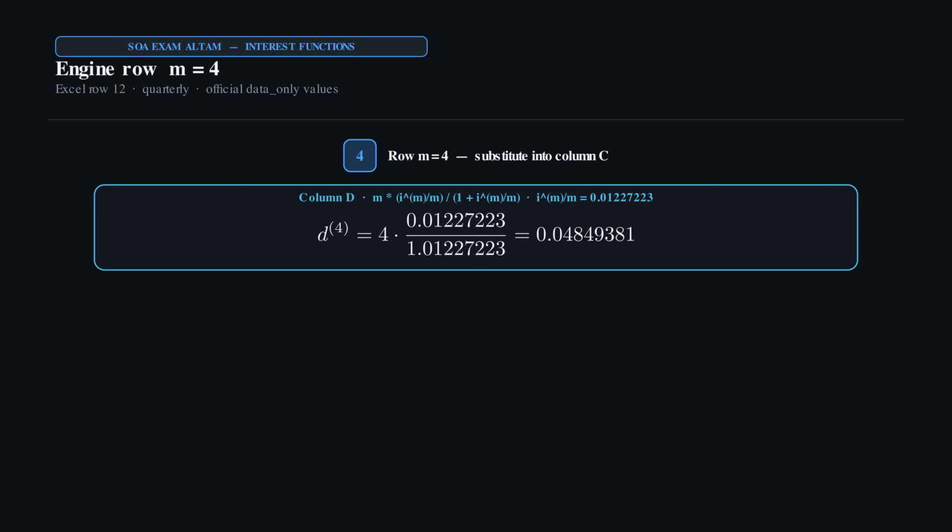i upper 4 over 4 is 0.012272223. Divide by 1.012272223, then multiply by 4. d upper 4 is 0.048493881. Discount has moved up again, toward delta.